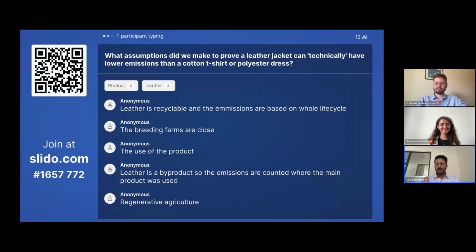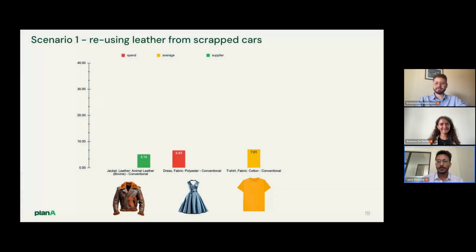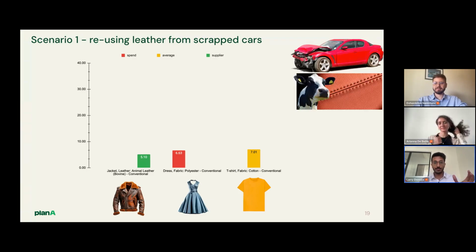Okay, so we can move on to the three scenarios that we have modeled. The first scenario looks this way. You must be thinking, how can scenario one be possible? How can the leather jacket have lower emissions than the dress and the cotton t-shirt? In this scenario, the jacket that Mummies Limited produces is actually made from old car seats. Some of you did say that it comes from recycled leather. So yes, that's the right assumption.